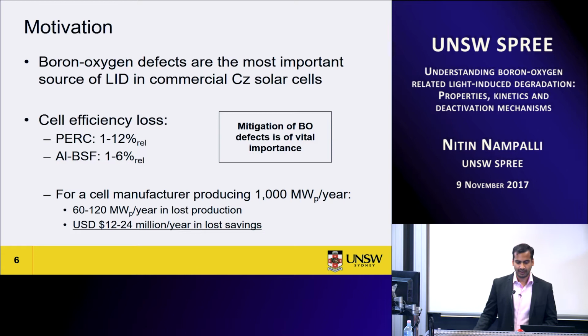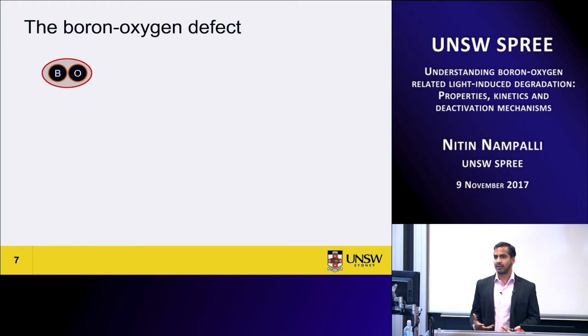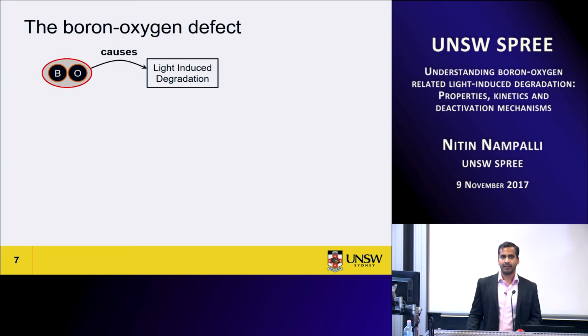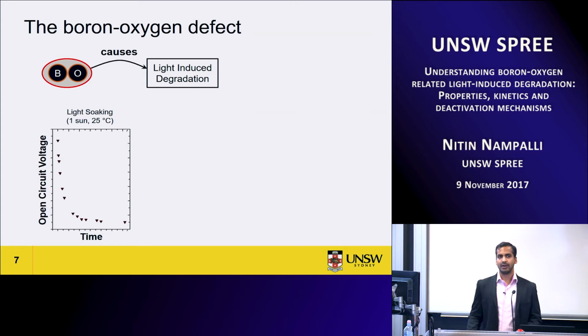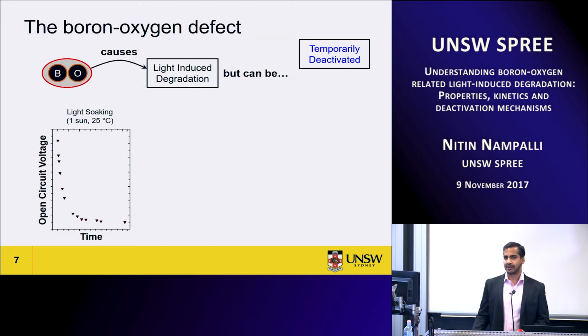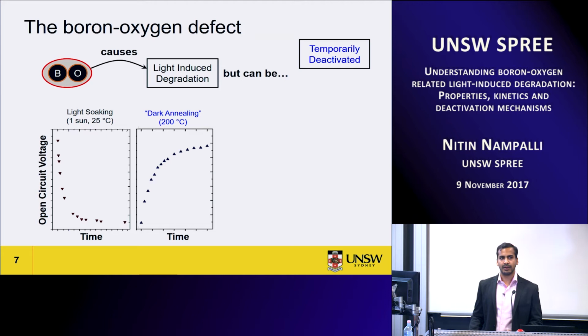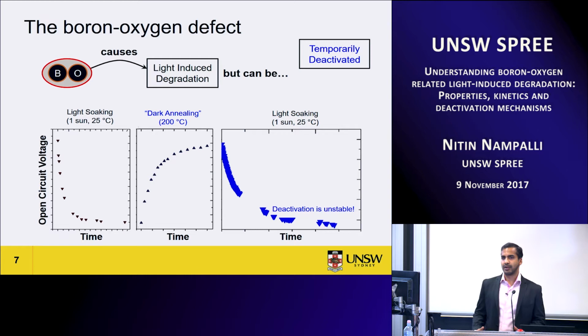The boron-oxygen defect requires the presence of boron and oxygen, but the exact configuration of boron and oxygen in silicon is unknown. But what we do know is that it causes light-induced degradation, and that looks like this. If you measure your open circuit voltage or your effective lifetime as you light soak these wafers or illuminate them at room temperature, you see a degradation. But it can be temporarily deactivated if you anneal it in the dark for a few minutes at about 200 degrees. But this deactivation isn't permanent, so if you light soak the wafers again, then you see the performance coming down again.